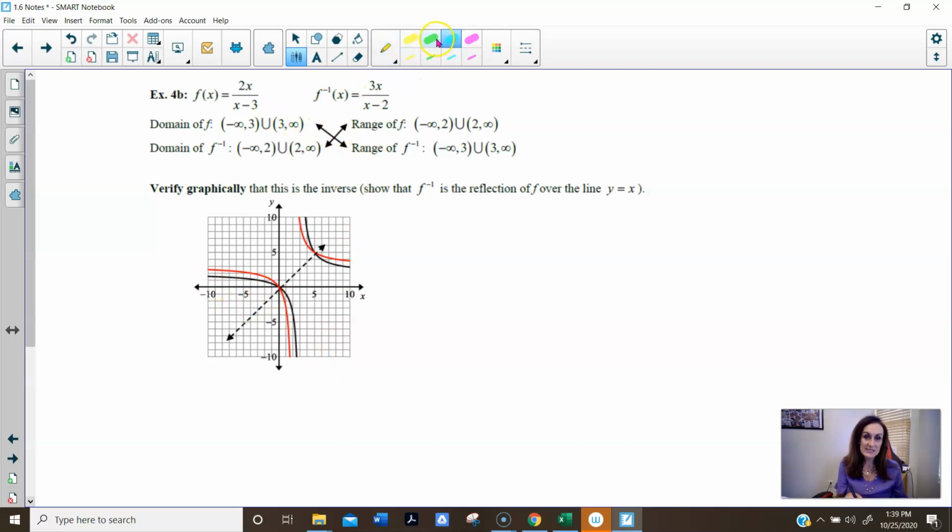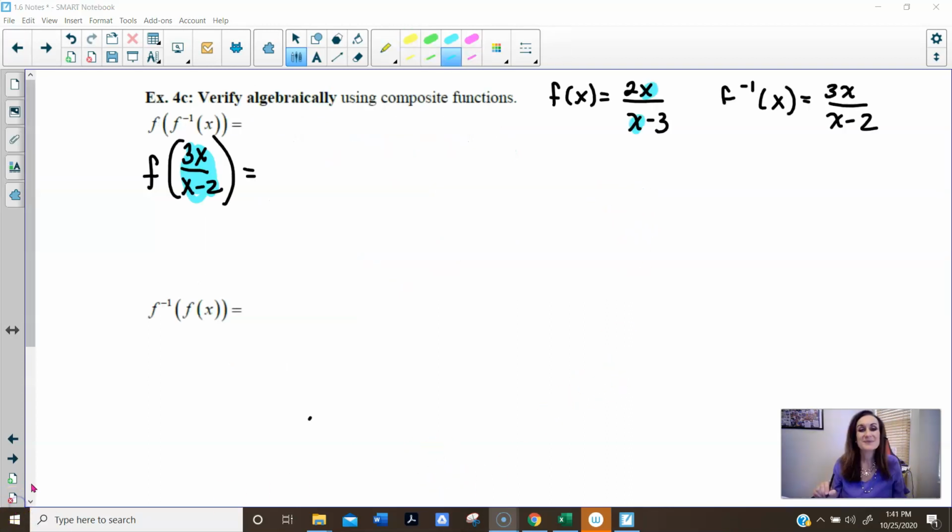And what we notice is the domain of the original becomes the range of the inverse, and the range of the original becomes the domain of the inverse. So that's kind of cool. So this is what it looks like graphically, and you can verify that we have this symmetry over the line y equals x.